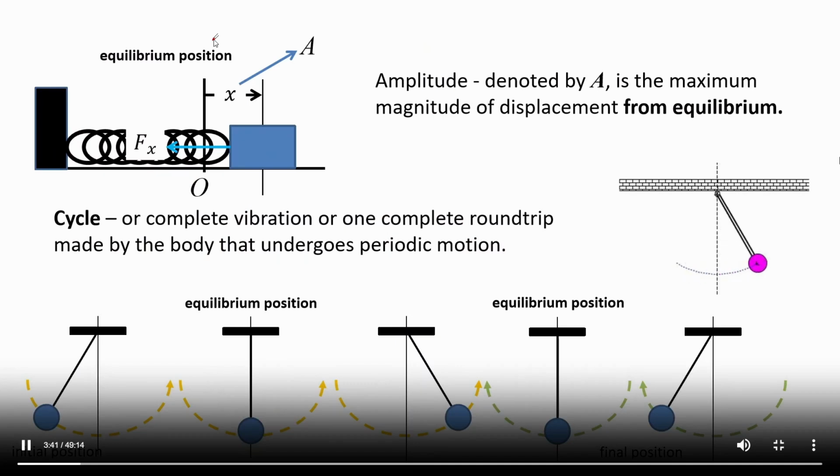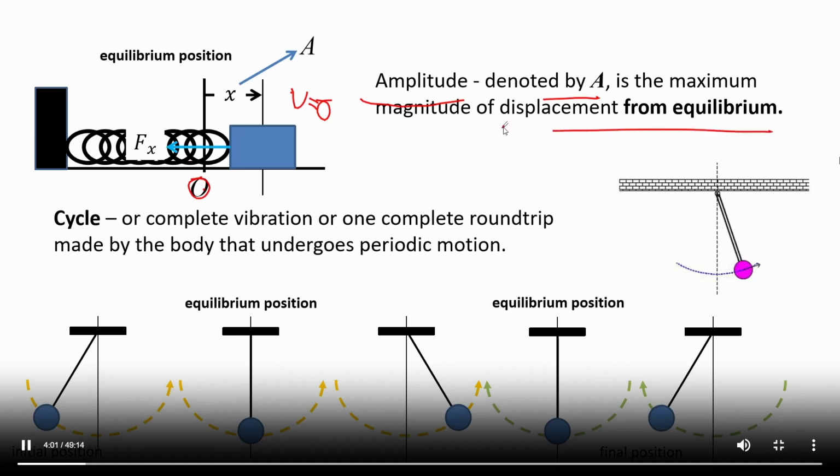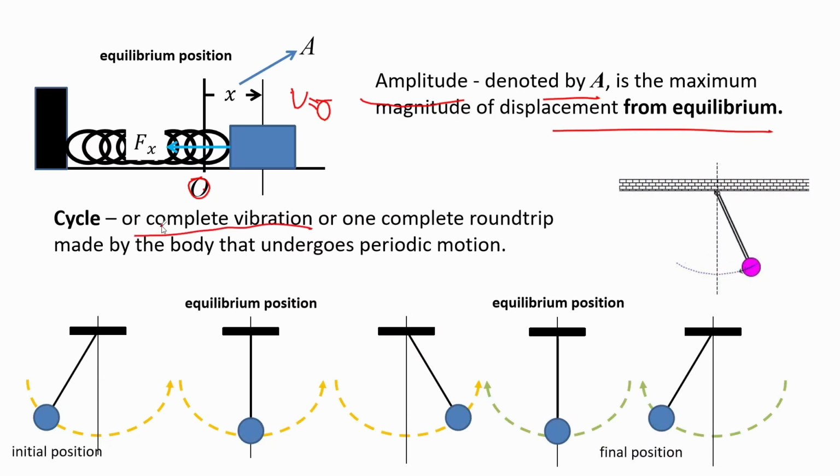And we look at the terms here. So x, when it is at maximum, where the velocity would be 0, is what we call the amplitude, denoted by A. This amplitude is measured from its equilibrium state, or the origin, towards its maximum position. A cycle also denotes a complete vibration or a complete round trip made by the body that undergoes periodic motion, such as this pendulum.